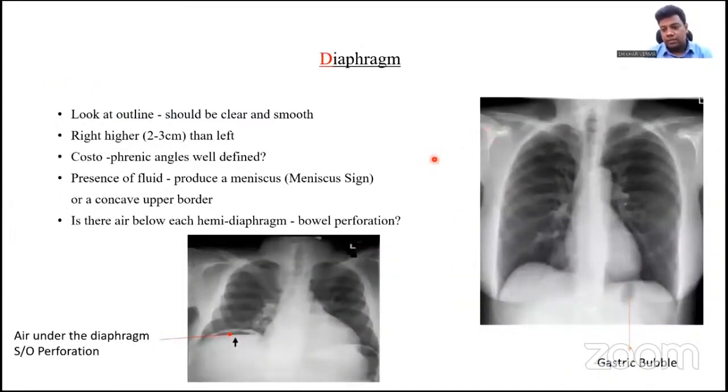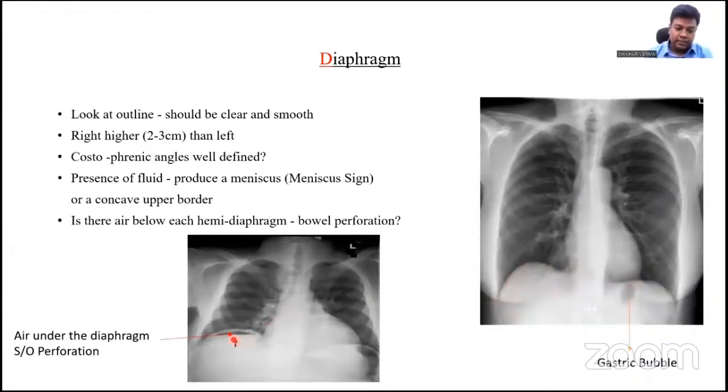Now we shall be studying about the diaphragm. This is how the normal diaphragm looks like. This is the right diaphragm. This is the left side of the diaphragm. We can see the gastric bubble here as it is in the standing position. We have to make sure of the costophrenic angle here, cardiophrenic angle here. Normally, the right side of the diaphragm is above the left side of the diaphragm because of the presence of the liver beneath.